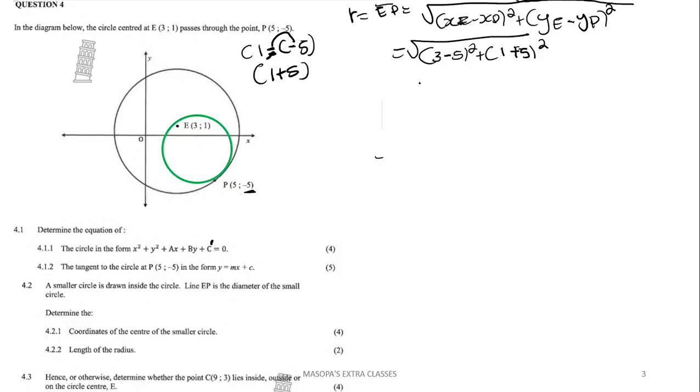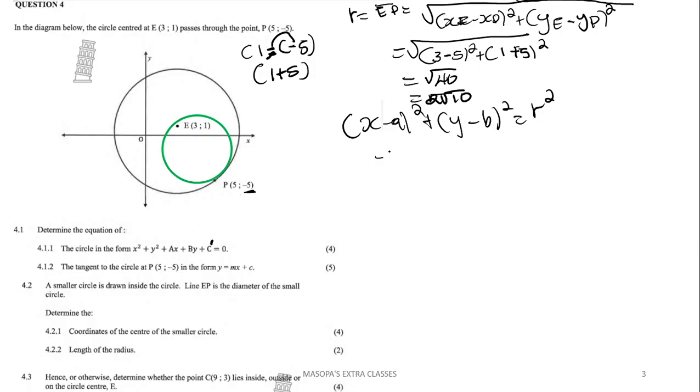Then what is the distance formula of the radius or the distance between EP? You get the root of 40, for which your root of 40 is the same as 2 root 10. Now we have the distance, the radius. Now let's go and look for the equation using the coordinates of the center. We know it is like that, equals to r squared.